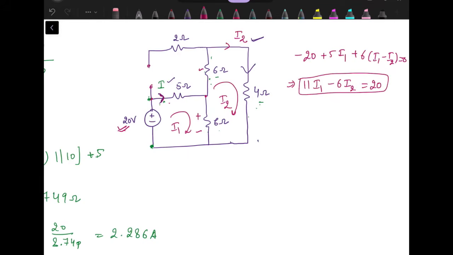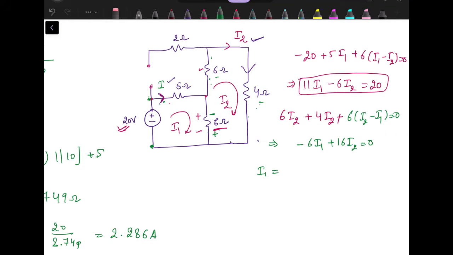Let's start from the 6 ohm. 6I2 plus 4I2, then drop across the 6 ohm resistance, plus minus, plus 6 into I2 minus I1 equal to 0. So this will give us the second equation as minus 6I1 plus 16I2 equal to 0.